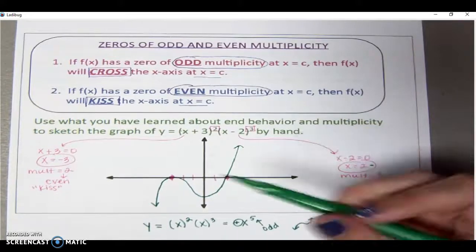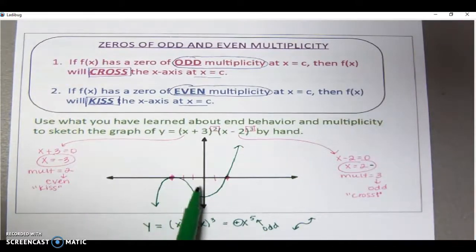Now this is just a sketch of the graph. We could figure out exactly how far this is going to go down, but right now we're just looking at that the end behavior is correct and that your kissing or crossing at your zeros is correct. So multiplicity can tell you how your zeros are going to look on your graph.